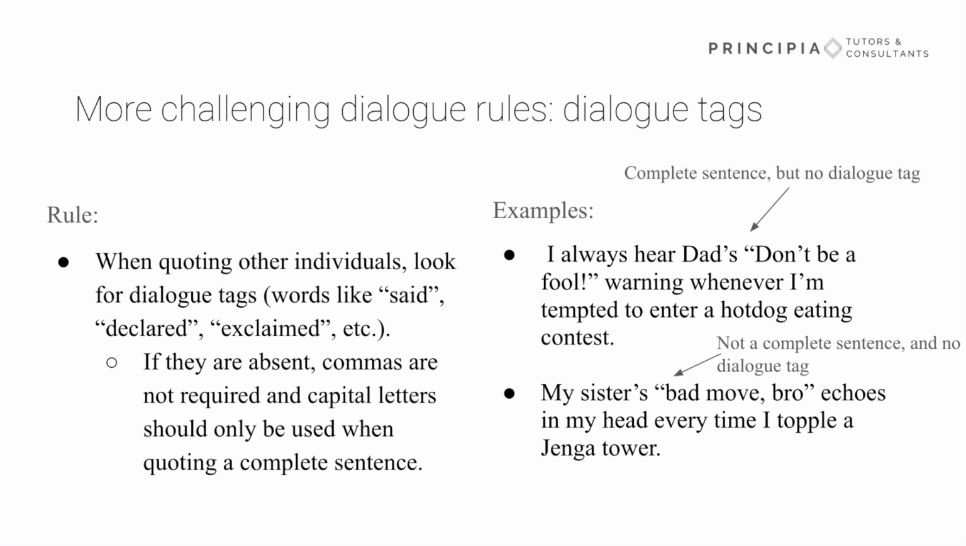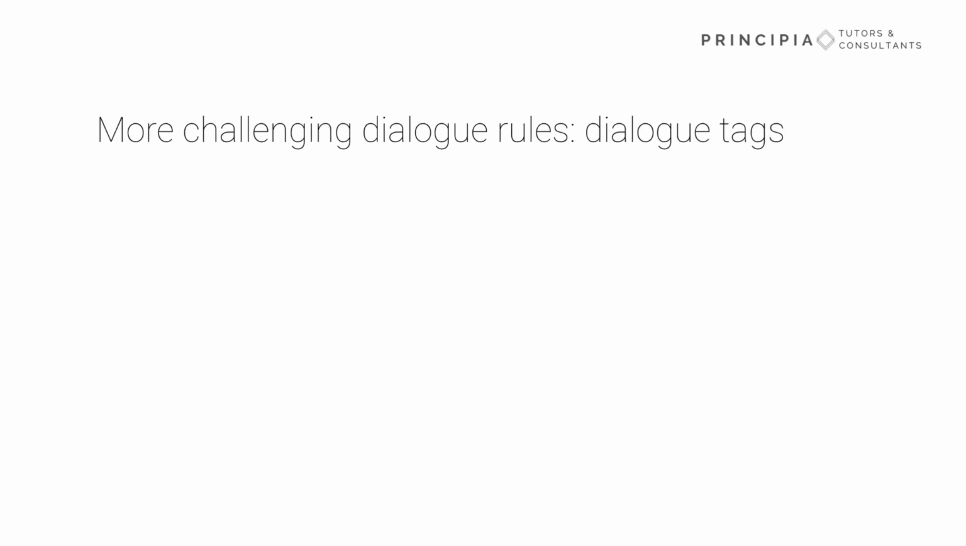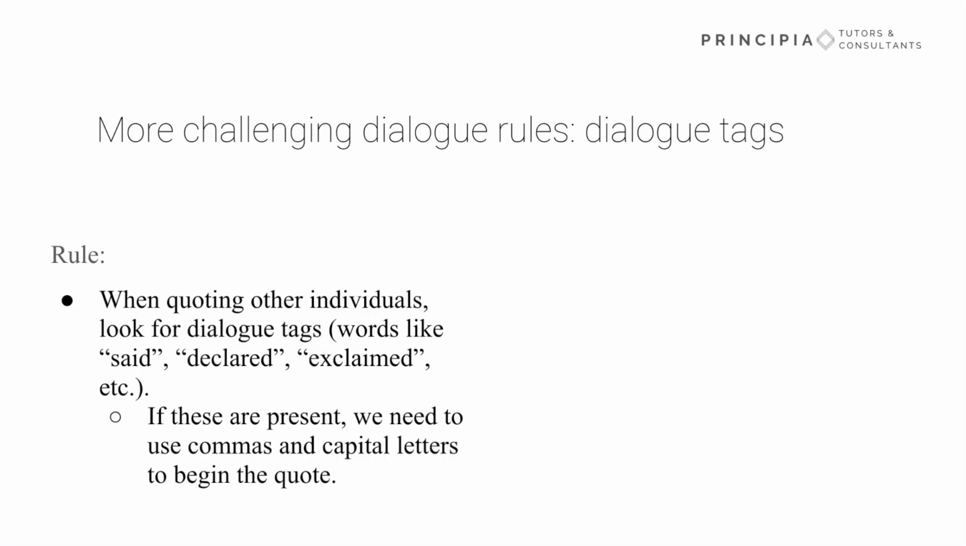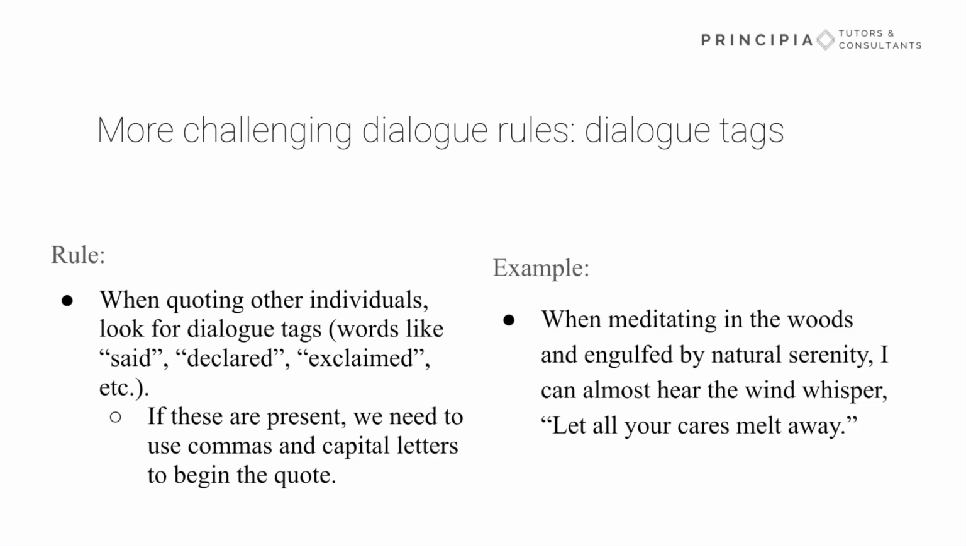The "bad move, bro" here doesn't have a dialogue tag, so I know my sister's not speaking to me directly, and it's not a complete sentence, so I don't need to use a comma to introduce the quote. Okay, now what if dialogue tags are present? If these are present, we're going to treat it like the standard basic dialogue rules. So let's go over an example here.